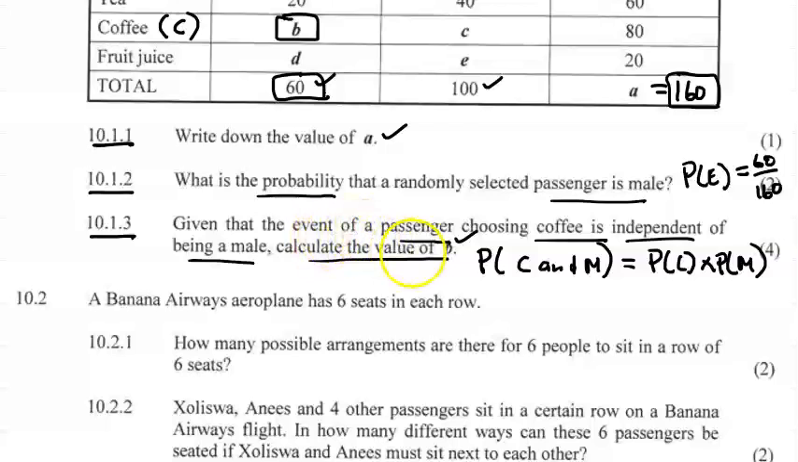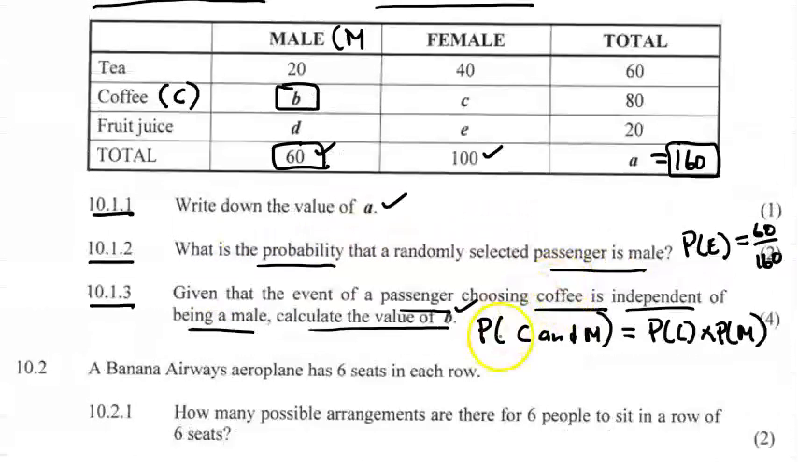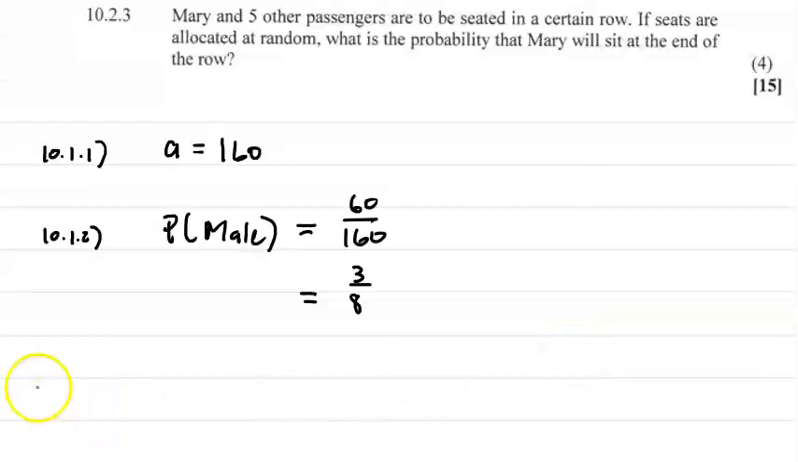10.1.3, given that the event of a passenger choosing coffee is independent of being male, calculate the value of B. That's a very important rule. We are given that coffee and male are independent, therefore the probability of coffee times the probability of male must equal the probability of coffee and male. So what is the probability of coffee and male? The intersection of the two is B over 160. Let's write the statement down here first. 10.1.3.